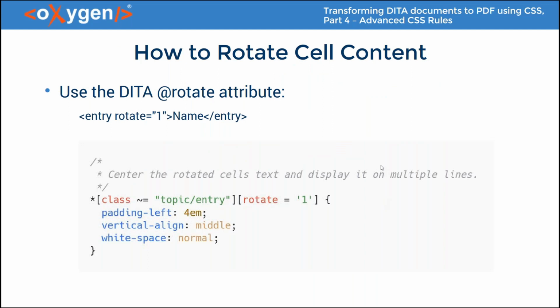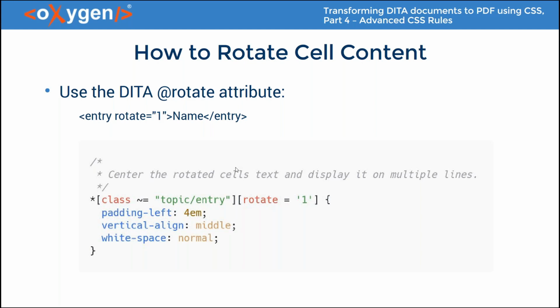Moving on to our next use case, the cells content rotation. This may seem complicated at first, but in fact, DITA is here to help us. Maybe you already know that DITA has a rotate attribute. Once this attribute is set with the value 1, and with the help of our default style sheets, the cell content will automatically rotate.